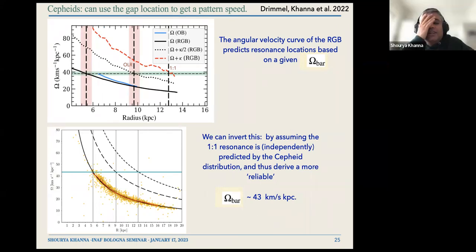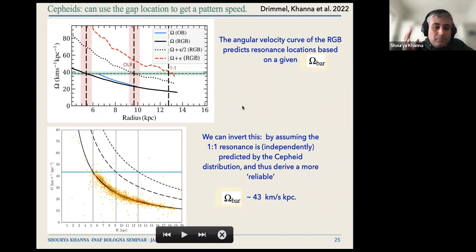So assuming we are convinced that we are indeed seeing this one-to-one resonance, maybe for the first time so clearly, we can actually use this to our advantage. So if you just plot the angular velocity of stars as a function of radius, let's say for the giants, in the paper, since we derived a pattern speed for that, we could predict where these resonance lines would be. But now if we instead use the value of the gap and say that is the resonance line of one-to-one, and we use the data directly from Cepheids.